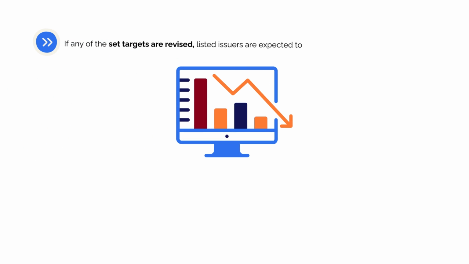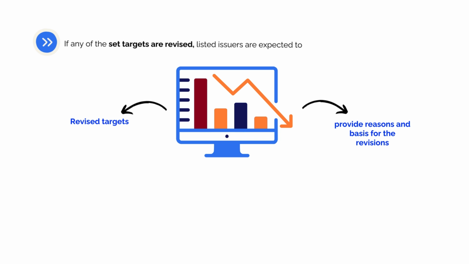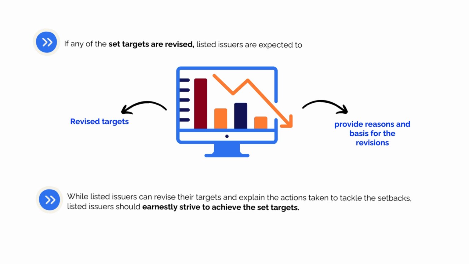If any of the set targets are revised, listed issuers are expected to disclose the revised targets and provide reasons and basis for the revisions. It is crucial for listed issuers to remember that while they can revise their targets and explain the actions taken to tackle the setbacks, they should earnestly strive to achieve the set targets.